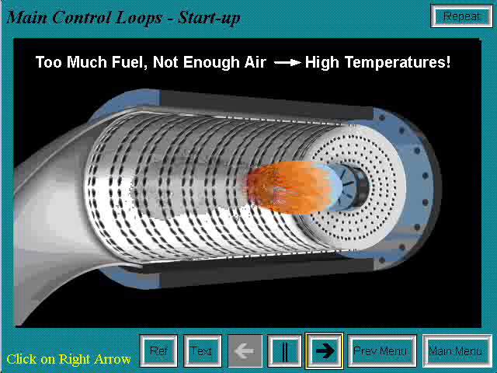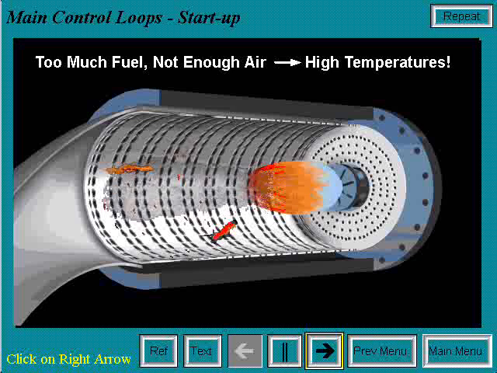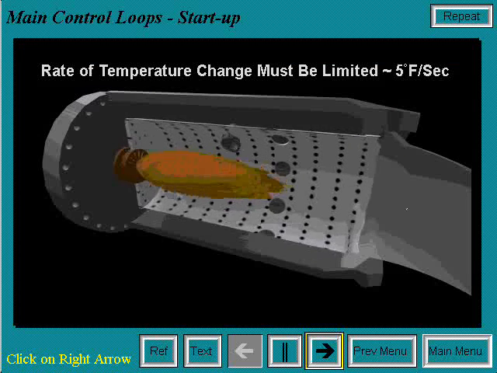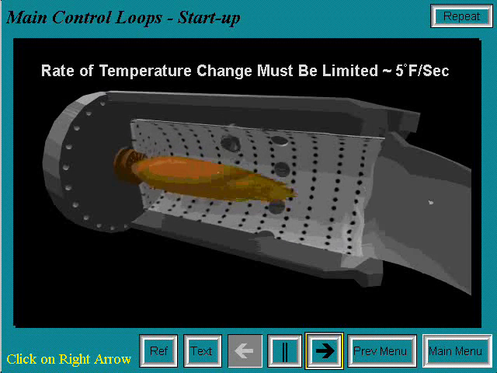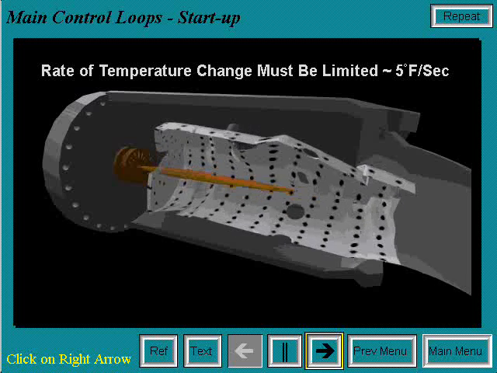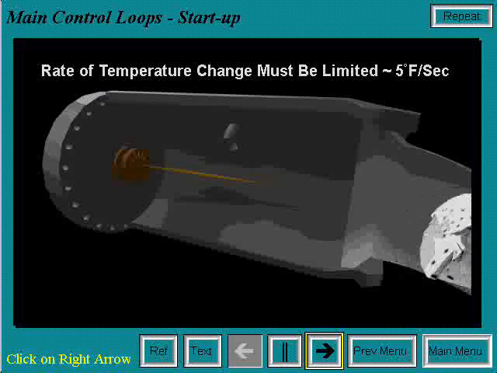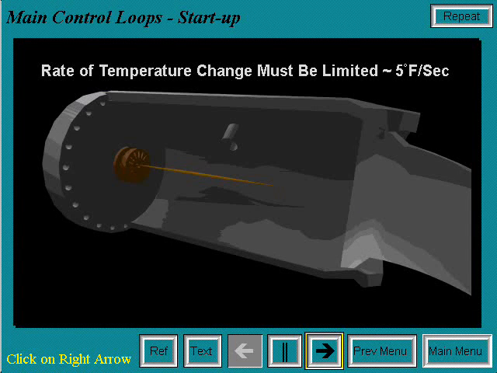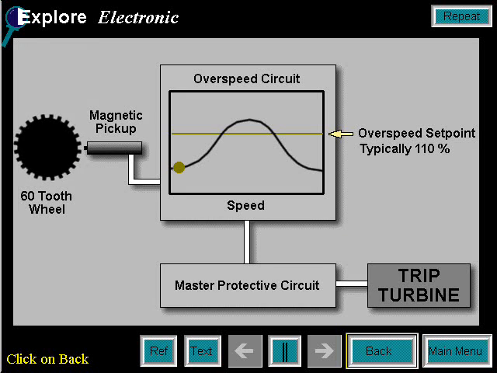During startup, the airflow rates are low. If there is too much fuel added to the combustors while there isn't enough air, temperatures could get dangerously high, potentially damaging internal hardware. And high fluctuations in temperature can reduce the life of the internal hardware. Different materials heat at different rates, so the rate of temperature change must be limited at approximately 5 degrees per second.